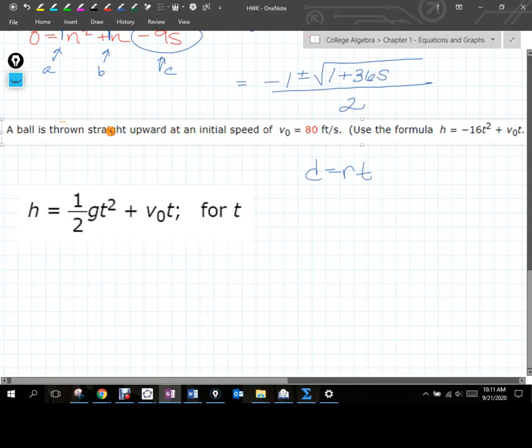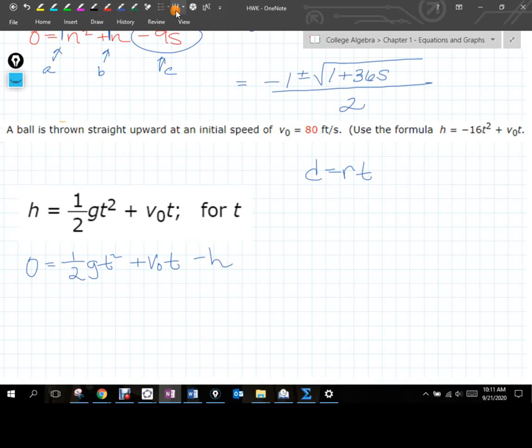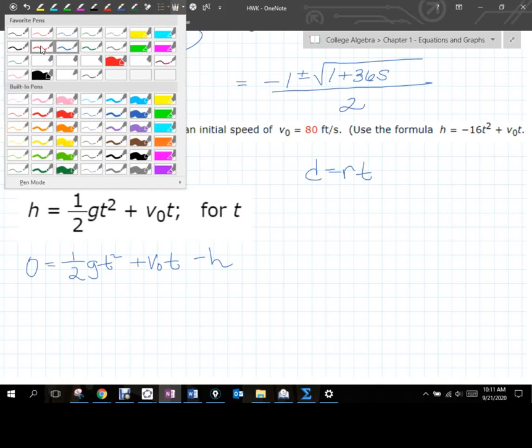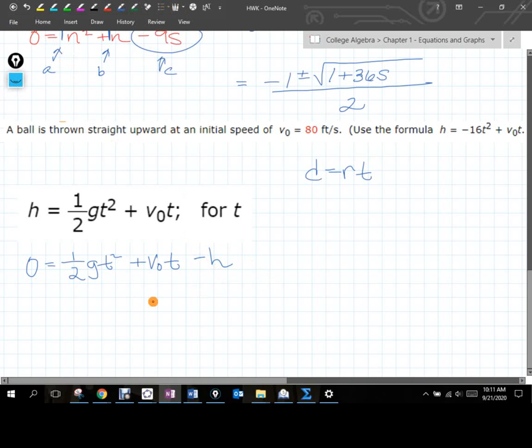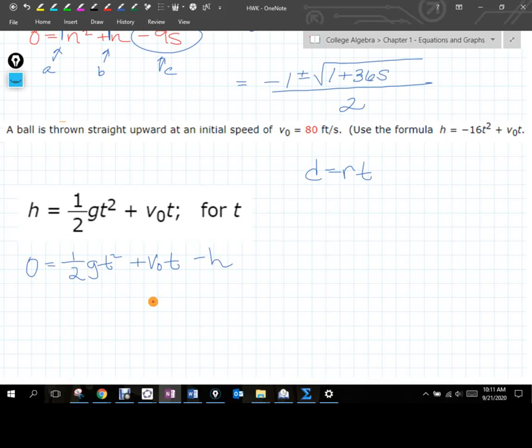Now, to factor, I need the equation to be equal to 0, right? So I'm going to get this thing equal to 0. So I have 1/2 g t squared plus v sub naught t minus h. Now, can I think of two numbers that multiply together to give me h and add to v sub naught? Well, I don't know what h is, so no. And it gets more compounded because I don't know what v sub naught is. So the product-sum technique or the AC method does not work here.